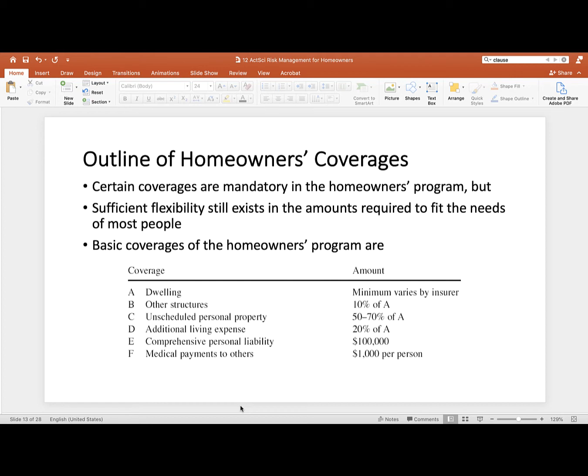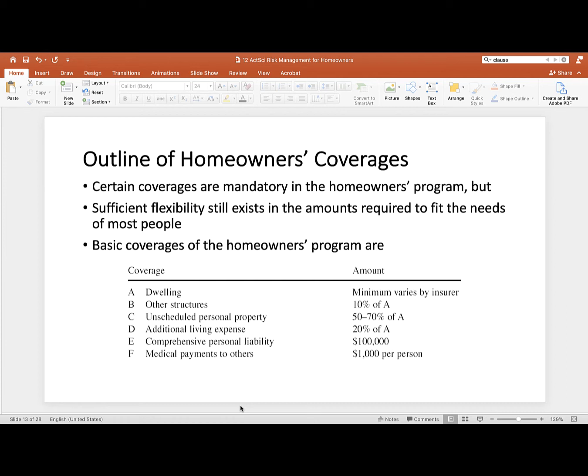As you can see here in the dwelling, the minimum varies by insurer, but once they find that minimum, then you look at point B. It's only going to be 10% of A, so they're all dependent on each other. This is fairly standard, that certain parts of the policies lock you in. If your home is worth $100,000, the other structures are only insured for 10% of that, so $10,000, and you move down the list.